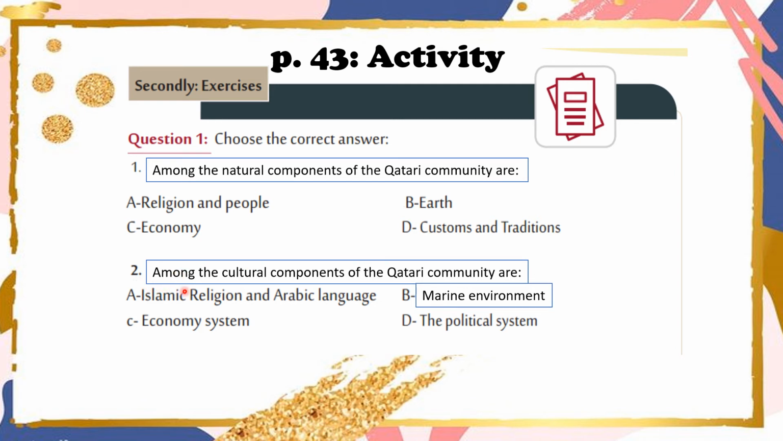Second one, among the cultural components of the Qatari community are letter A, Islamic religion and Arabic language, letter B, marine environment, C, economic system or economy system, or D, the political system. So this time, you have to answer the item by yourself. So again, go back to the previous pages so you would know in the concept map, you would find the answer. You would know which of the following would belong to cultural components.